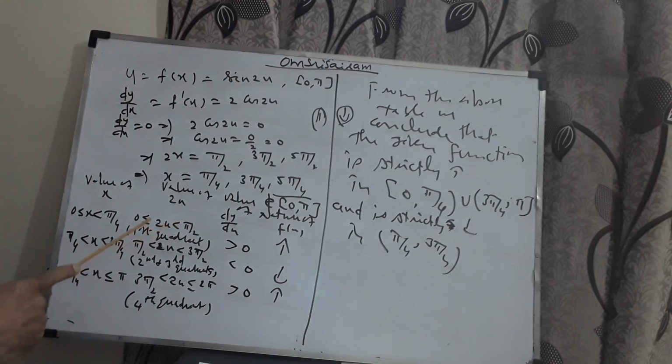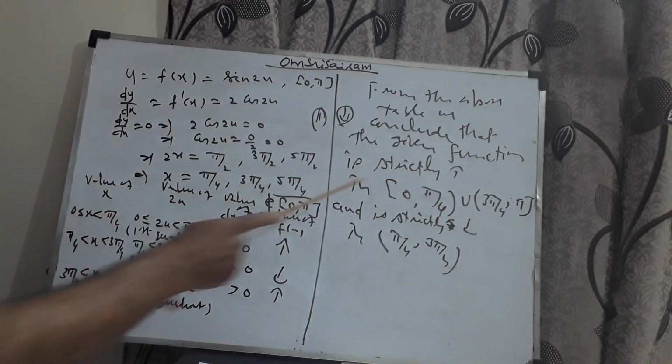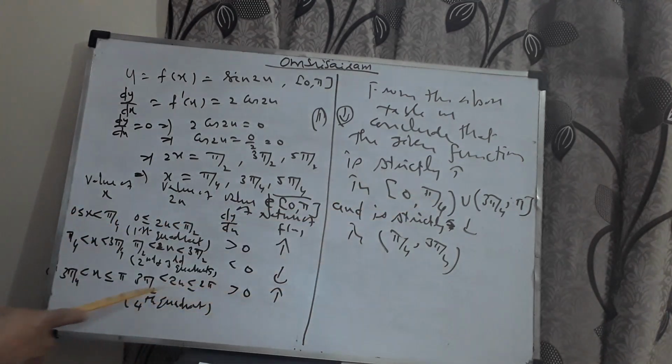Then from the above table, we come to the conclusion. It is strictly increasing in closed 0, comma open pi by 4, union, open 3 pi by 4, comma closed pi. Give the conclusion with respect to x, not with respect to 2x. And it is strictly decreasing in the middle one, open interval pi by 4, comma 3 pi by 4. This is how I give the conclusion always.